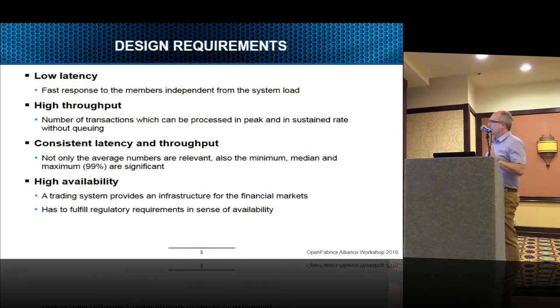Weekends, luckily up to now, typically are not trading phases, so we have at least some minor phases where we can do something. But nevertheless, the availability is also a real, real important point.